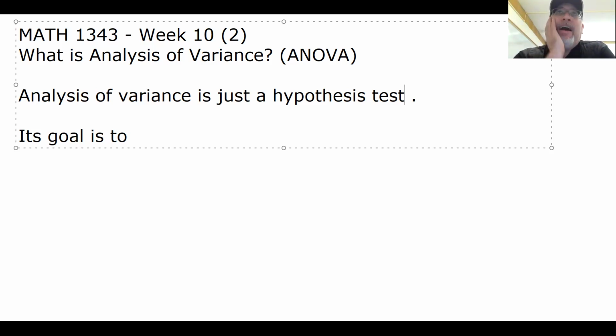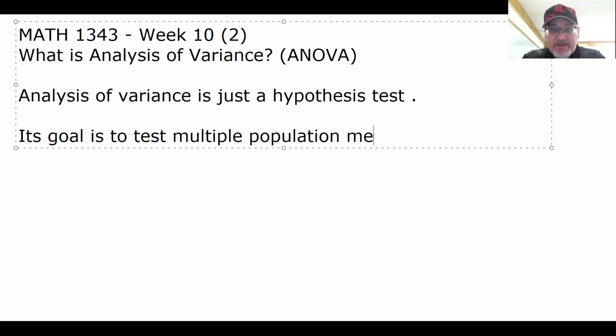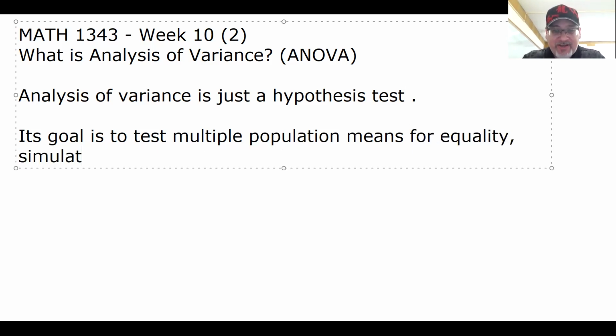But if we're going to perform a hypothesis test, then what exactly are we testing? What is the goal of an analysis of variance test? The goal of an analysis of variance test is to test multiple population means for equality, simultaneously. There we go. Think of it this way.